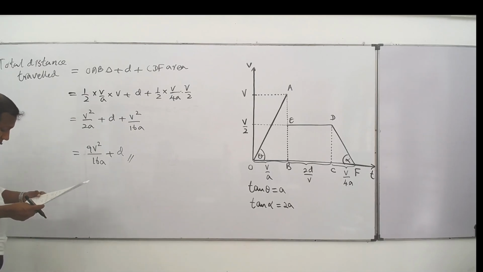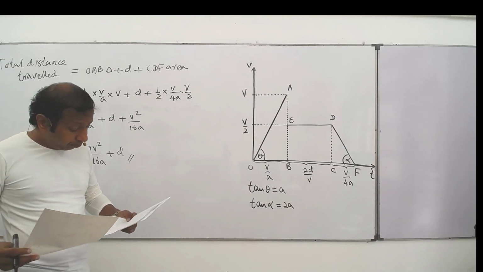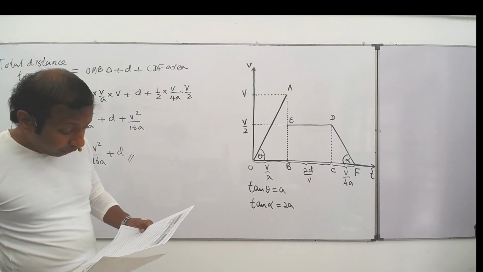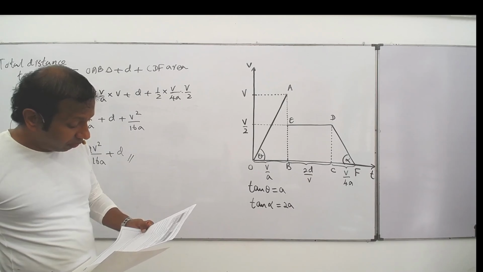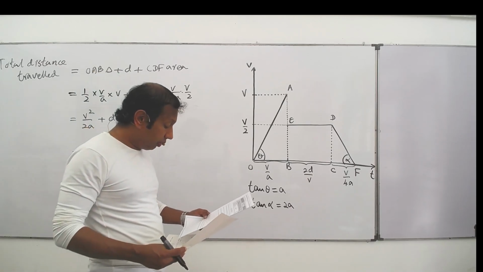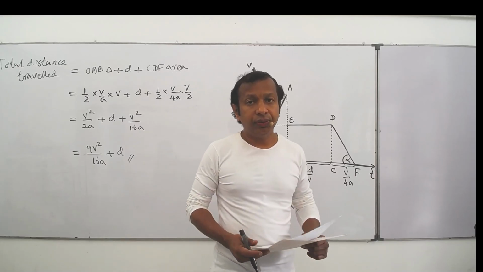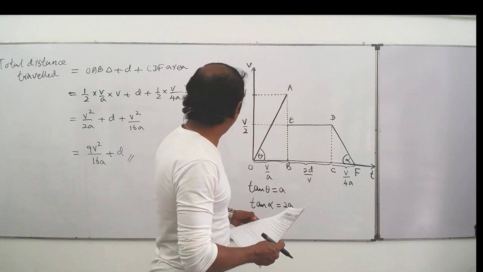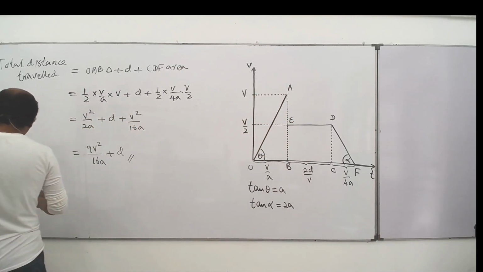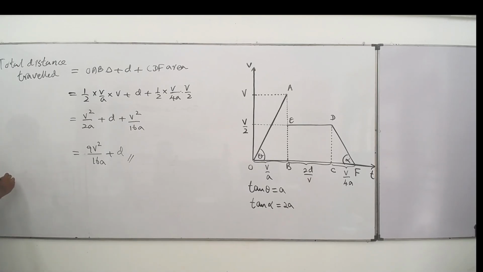Right. Next one asking: if the average velocity of the particle is 5v upon 11, find d in terms of v and a. Average velocity we write as total distance traveled divided by total time taken. Okay. So the average velocity is given as 5v upon 11.